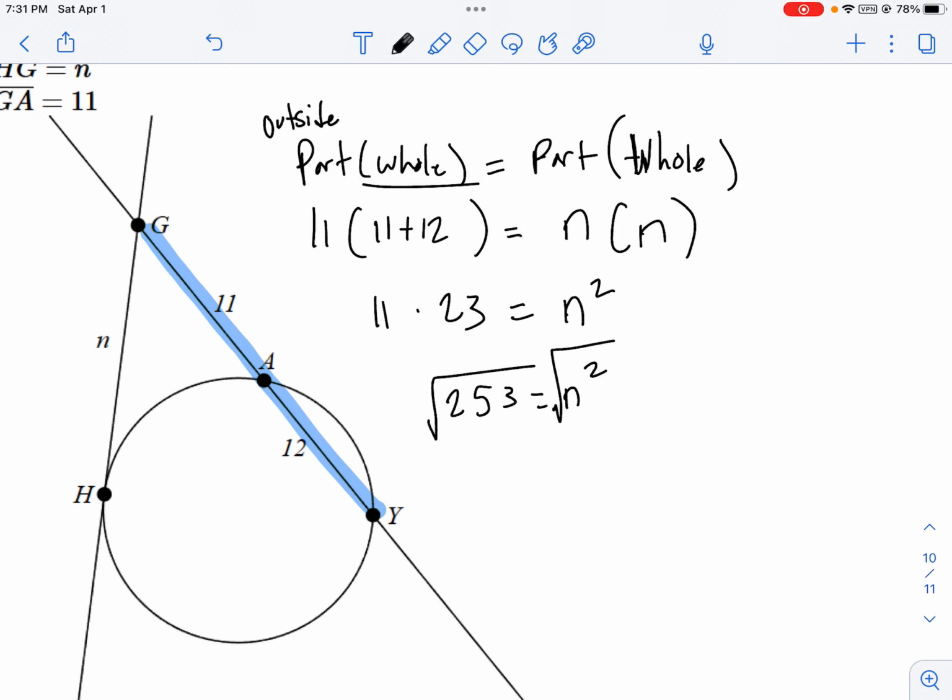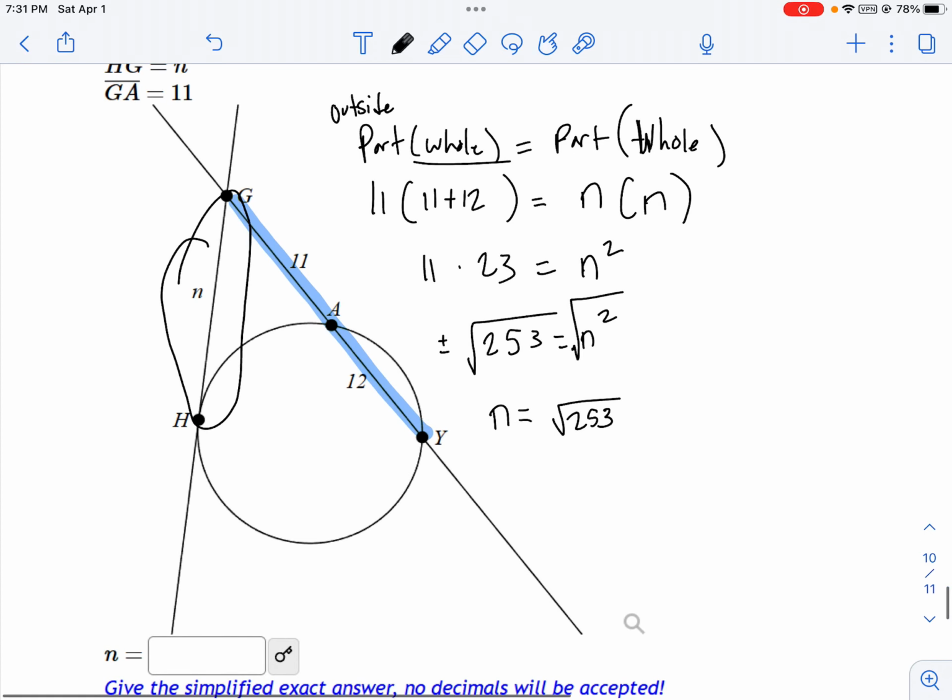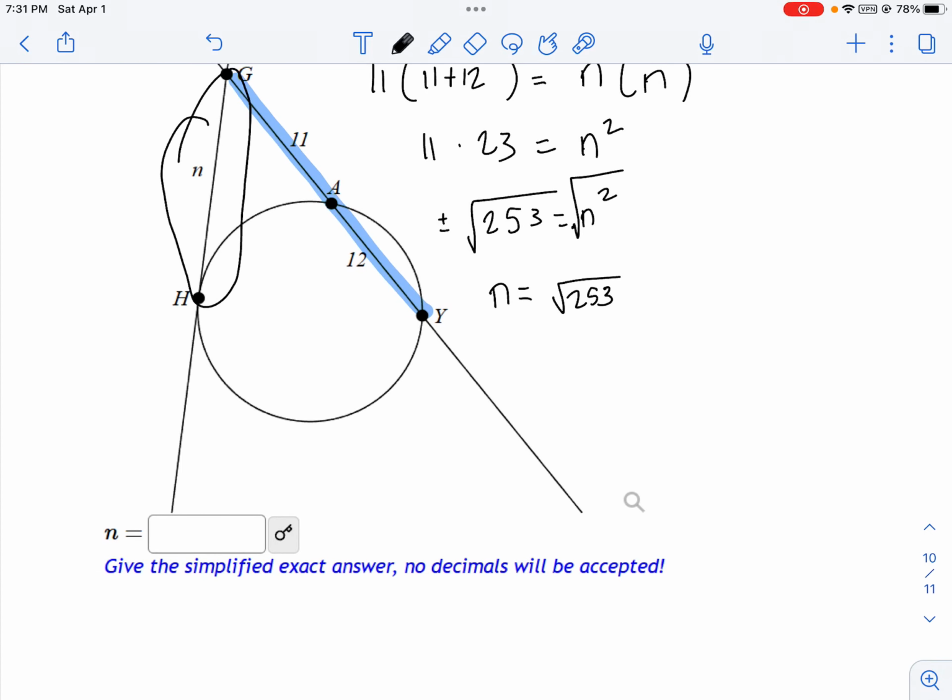And when we do, remember you have a plus and minus. But think about it this way. If you have the square root of 253, can that be negative if we were to plug it back in? No, right? You're talking about solving for a length. Lengths cannot be negative, which means that you're not using that negative square root. You're only using the positive one.